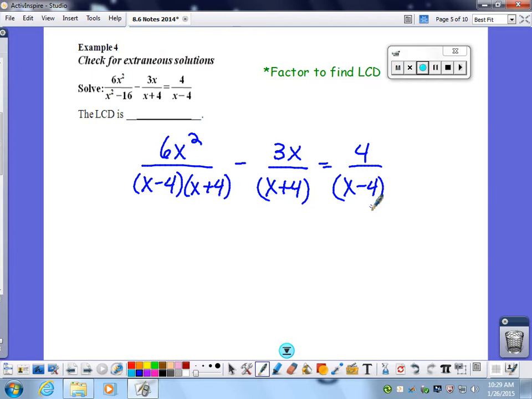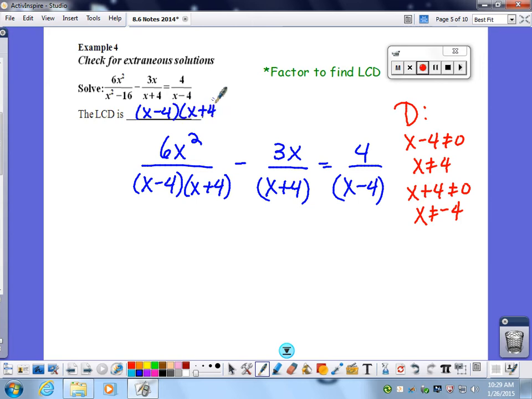Alright, let's think about restrictions on our domain. So x minus 4 cannot equal 0, so x cannot equal 4. And x plus 4 cannot equal 0, so x cannot equal negative 4. So when we find our solution, we're going to go back and make sure it's not one of our restrictions. Alright, so what's the least common denominator? Hopefully you said x minus 4, x plus 4.